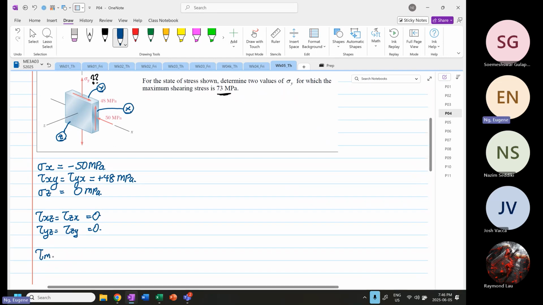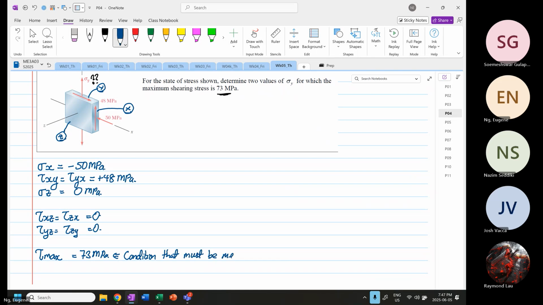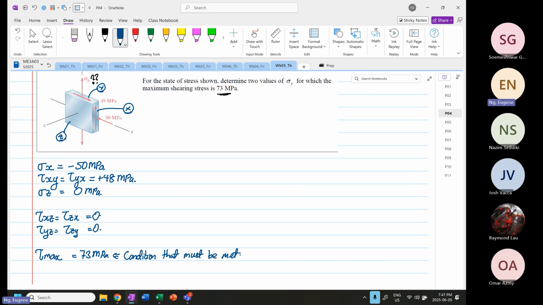Given that stress max is equal to 73 megapascal. So this is the condition that we have to meet, or that must be met. If we don't have this value, we're going to be in trouble. It means the solution is not true. So these are the data that we have.